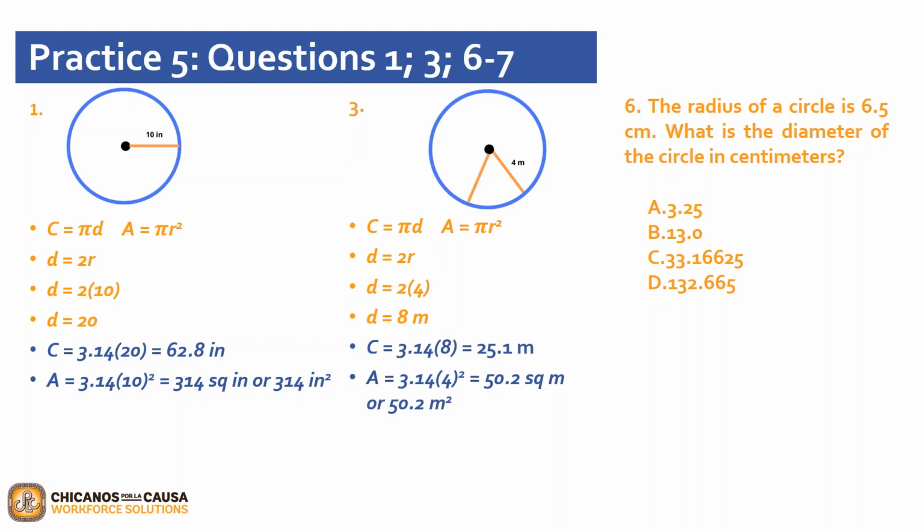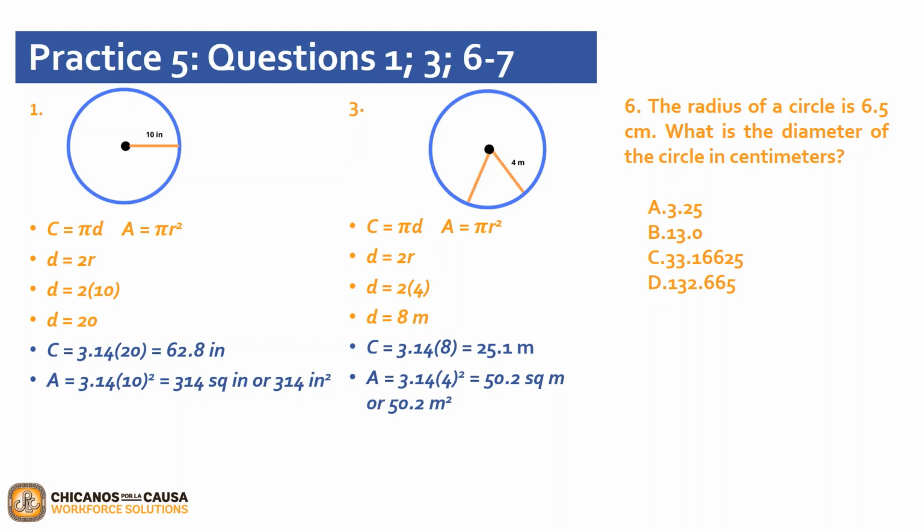So for question 6, we are going to choose the best answer. Let's read it together. The radius of a circle is 6.5 centimeters. What is the diameter of the circle in centimeters? Okay, so this one does not have a figure or a diagram. So you can definitely draw one on paper if you're a visual learner. If not, you can do it in your head.